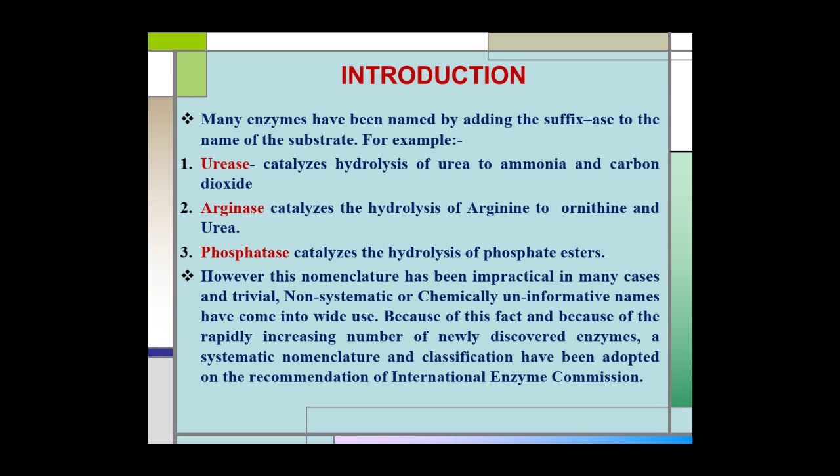Many enzymes have been named by adding the suffix "ase" to the name of the substrate. For example, urease, which catalyzes the hydrolysis of urea to ammonia and carbon dioxide. Similarly, arginase, which catalyzes the hydrolysis of arginine to ornithine and urea. And the third one is phosphatase, which catalyzes the hydrolysis of phosphate esters.